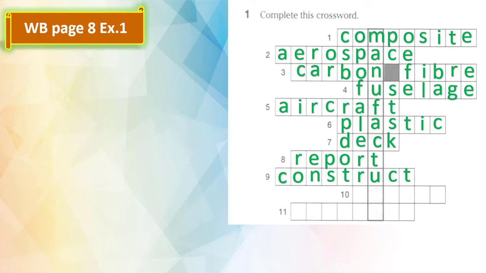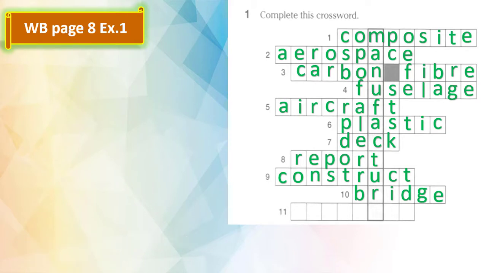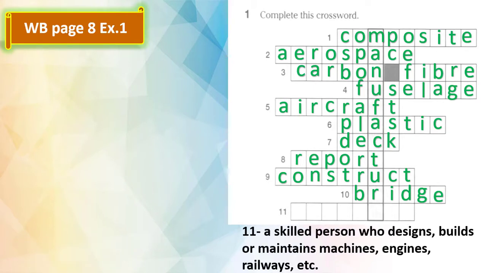Number 10. A structure built over a river, road, or rail track. What do we call it? Yes, bridge. Good. Bridge. The last one, number 11, a skilled person who designs, builds, or maintains machines, engines, railways, etc. Engineer. Good. Excellent, my dear students.